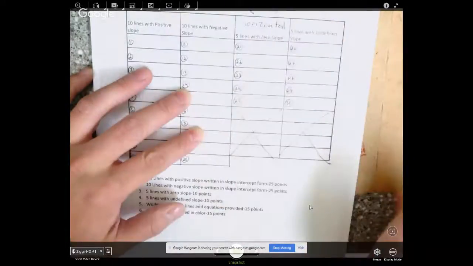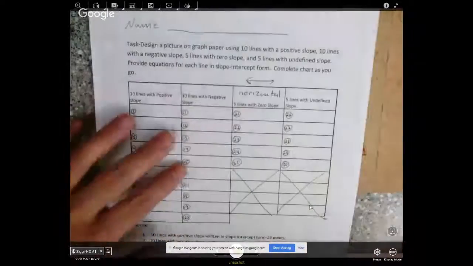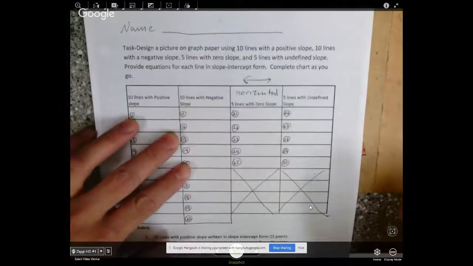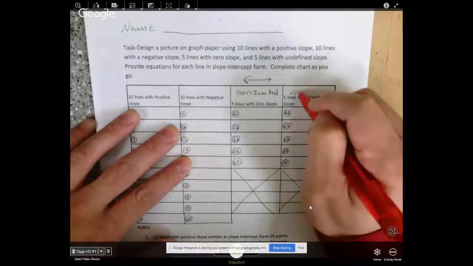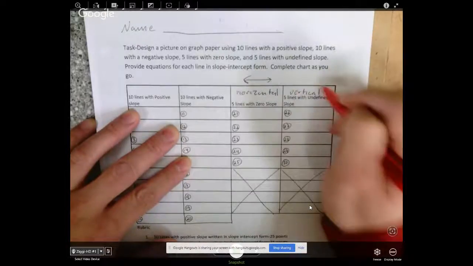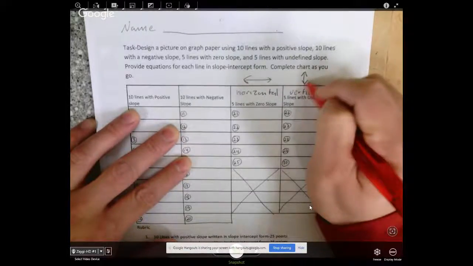Okay, lines with undefined slope. I want you to write vertical. Vertical lines have undefined slope. Those go up and down. All right, so first, let's deal with these horizontal lines.